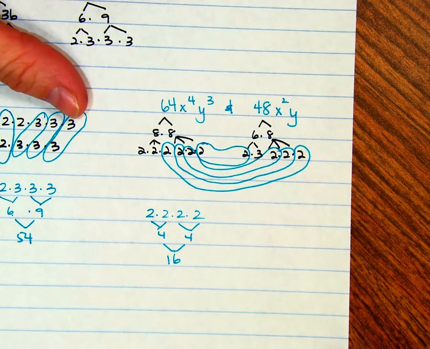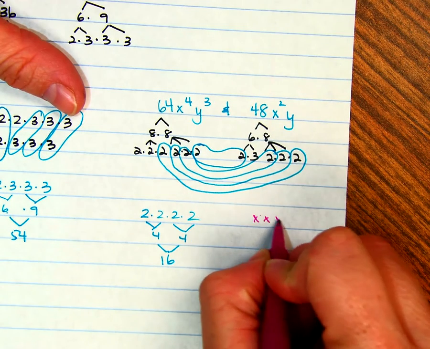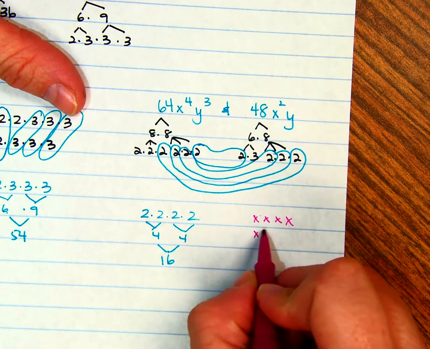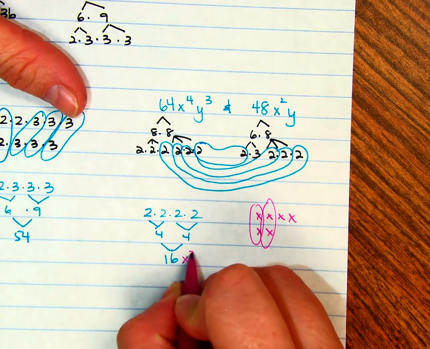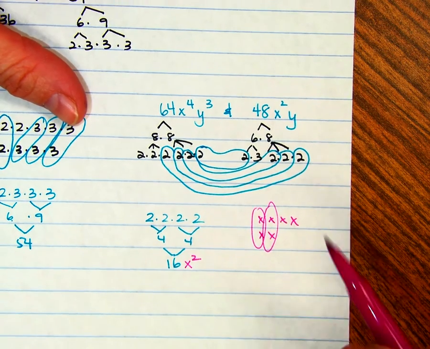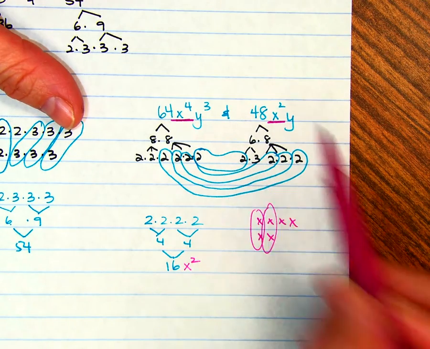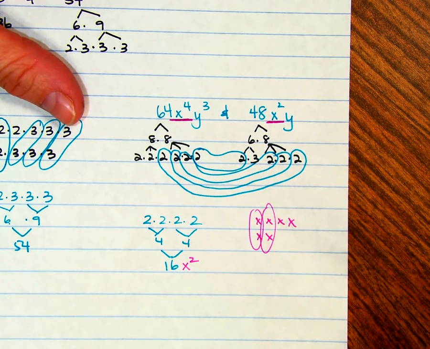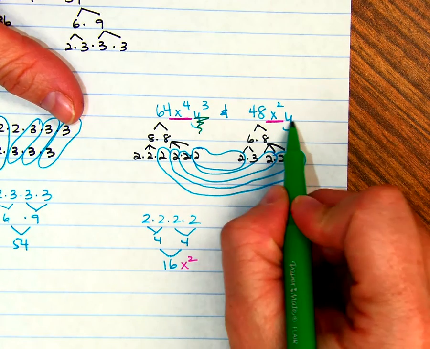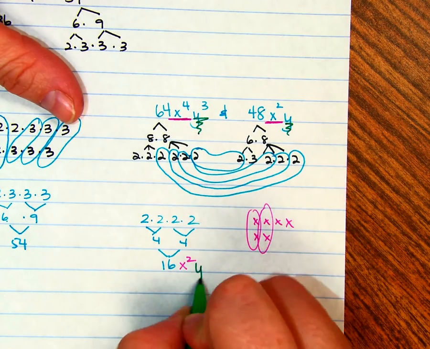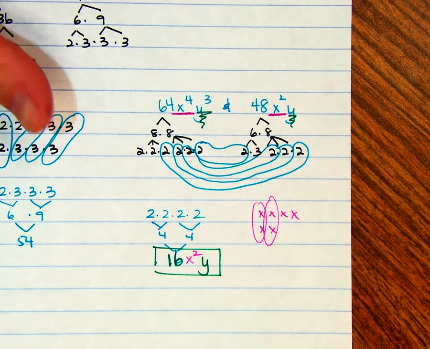Now let's look at the x's and the y's. So for x's, this one has 4 x's. This one has 2 x's. So they have 2 of them in common, which gives me x squared. Another way you can look at this is that if they all have it, this has 4 of them, this has 2 of them, you take the smallest exponent out. Let's go on to the y's. This has y to the 3rd. This has 1y. So my GCF for these two terms would be 16 x squared y.